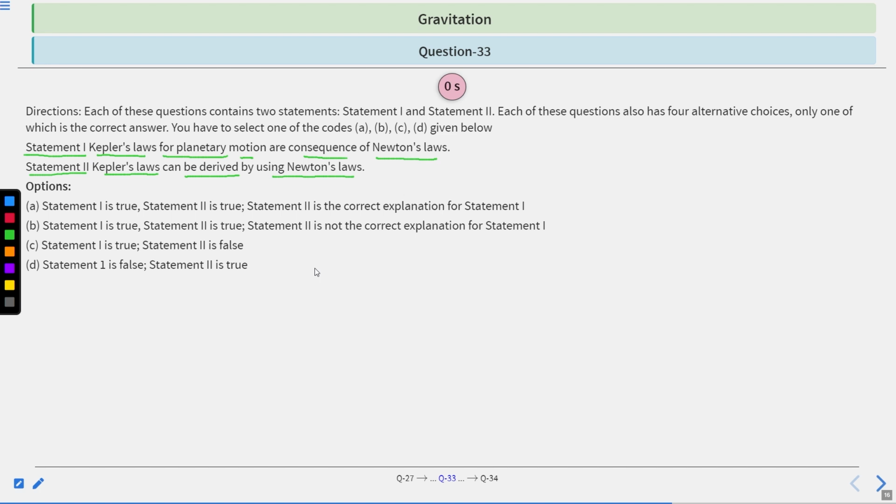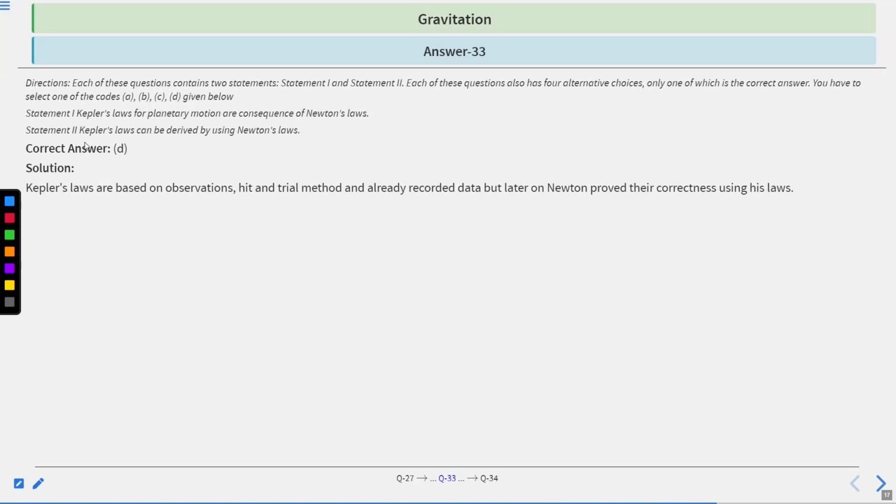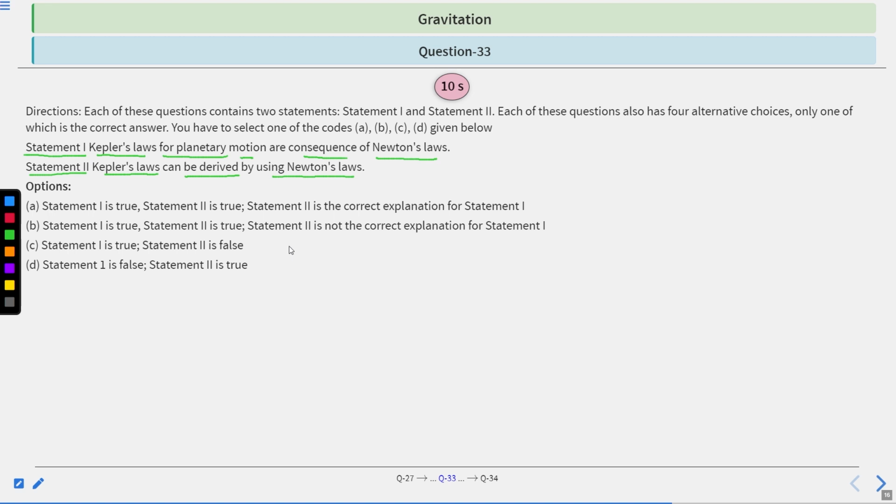Let's find the solution. According to the question, statement first is: Kepler's laws for planetary motion are consequences of Newton's laws. And statement 2: Kepler's laws can be derived by using Newton's laws. Kepler's laws are based on observations, hit and trial method and already recorded data, but later on Newton proved their correctness using his laws. So, option D is correct. Clear?